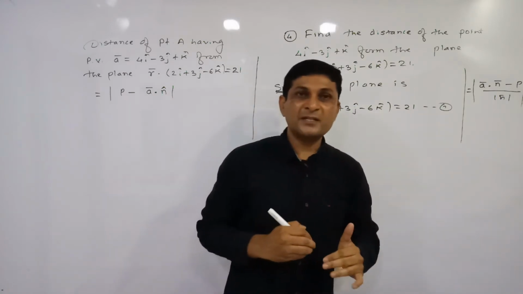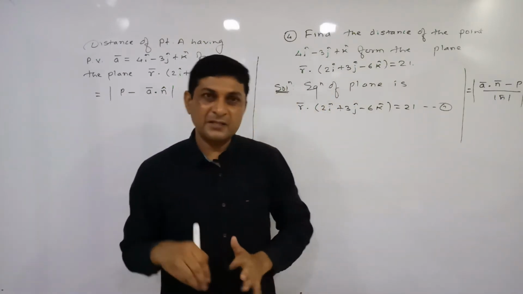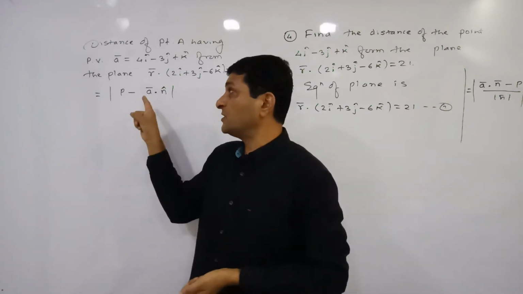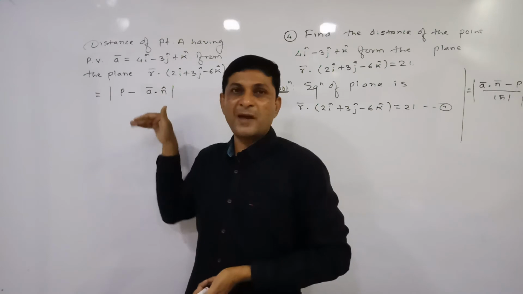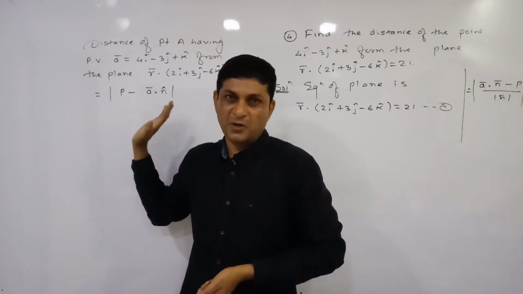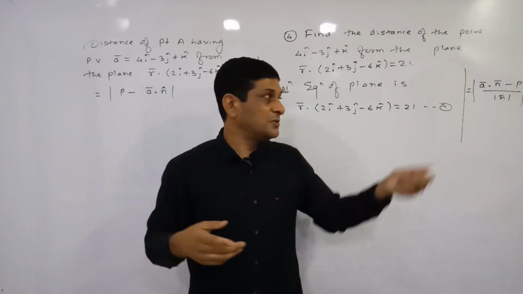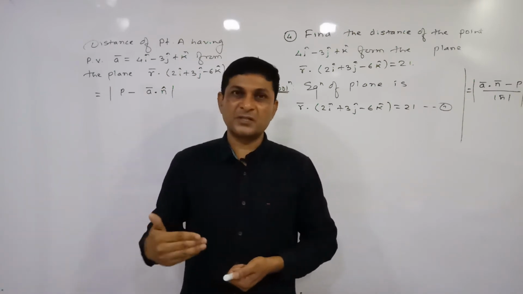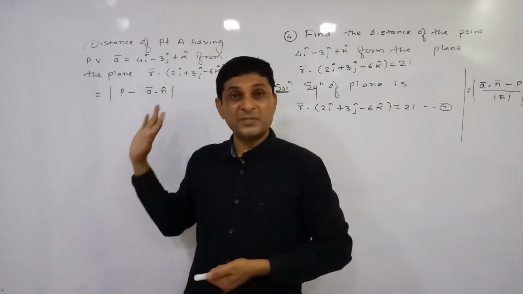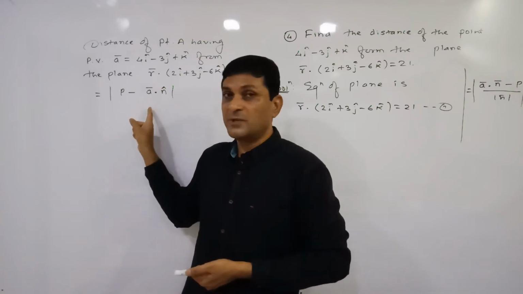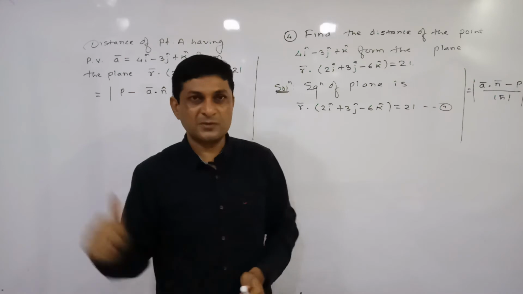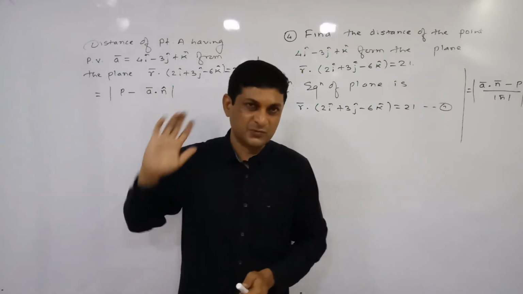But in the textbook, this formula is given instead of that formula, so that's why I am giving priority to applying this formula. But you will have a choice, you are able to apply this formula or that formula to find out the distance of a point from the plane. I am just giving priority because this formula is given in the textbook. This formula is not given in the textbook, so that's why I am giving priority to applying this formula.